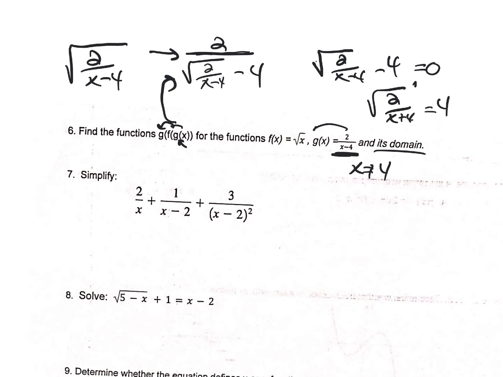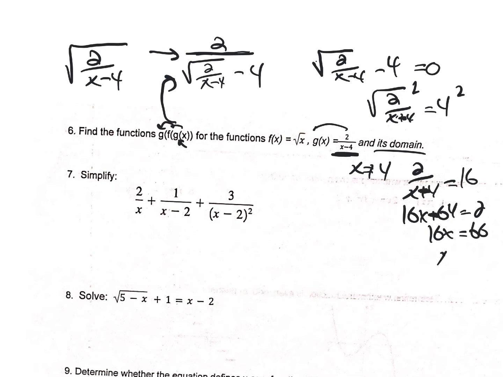I'm going to square both sides, which gives me 2 over x plus 4 equals 16. Cross multiply. Move the 64. That's a minus 4. I don't know what I'm doing. It's a minus 4. 66. Divide by 16, you get 66 over 16, which is 33 over 8. So my domain has two parts. It'd be x cannot equal the 4, because that was right here from the first part, and also the 33 over 8 that I just got. All right, so that's a pretty good problem right there, the domain part anyway.